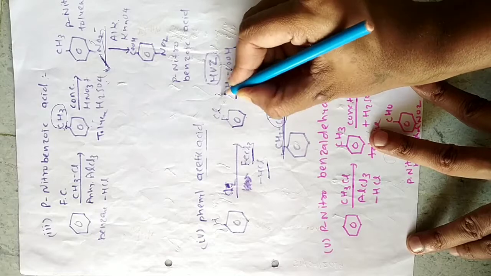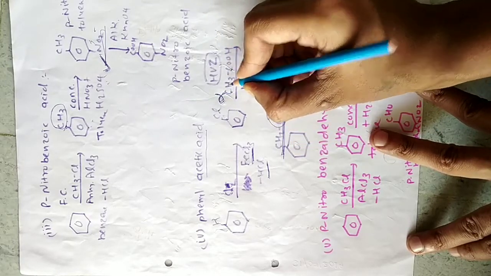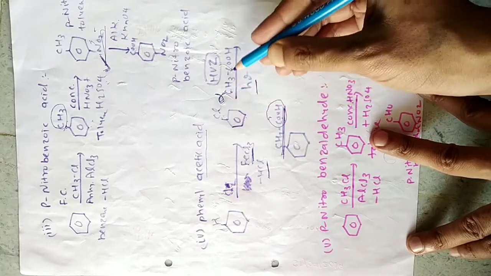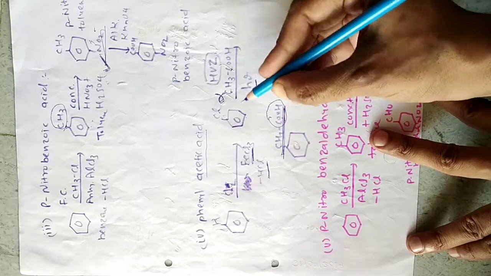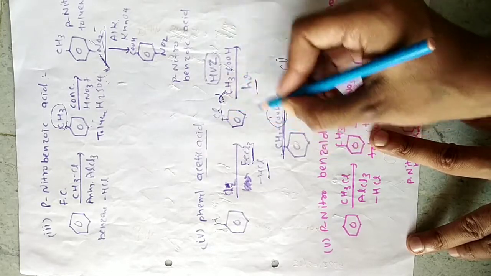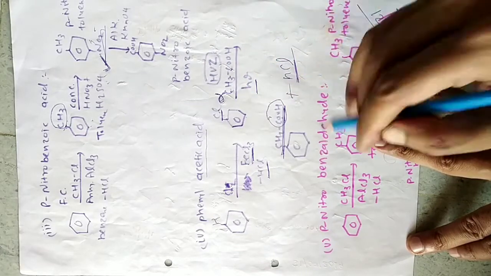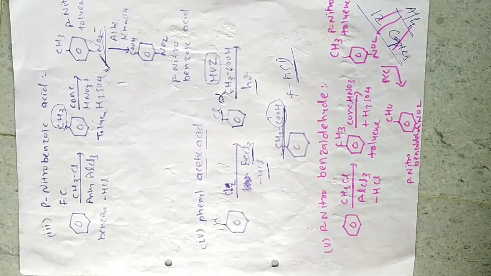Alpha carbon. This one is our alpha carbon. On the alpha carbon, a hydrogen is replaced by this aromatic ring, minus HCl. HCl will be our byproduct. You can see Cl and hydrogen from this alpha carbon combine to form HCl. The remaining part you have to connect here. So you will get phenyl acetic acid. Okay.